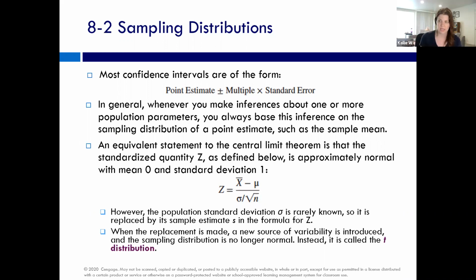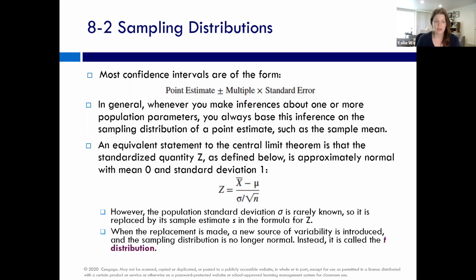So we talked last week about the central limit theorem. And another way to state that theorem is to say, if we have a standardized quantity Z defined below, and it's normal with the standard normal, that would mean the mean is zero and the standard deviation is one.